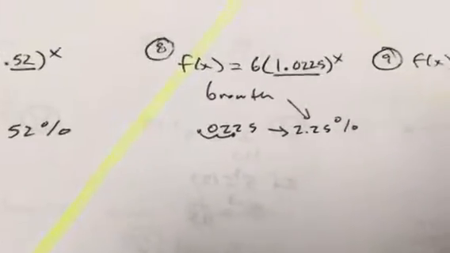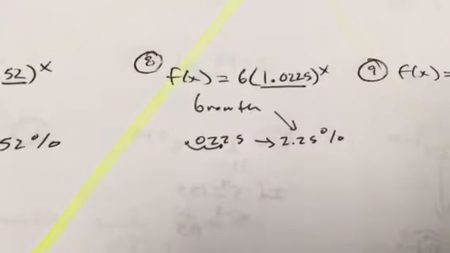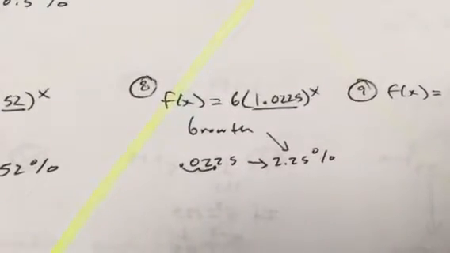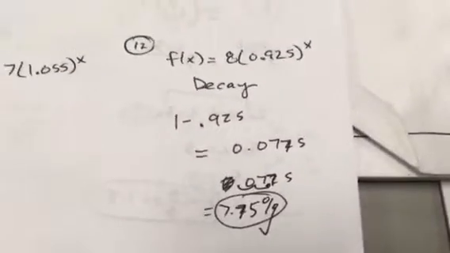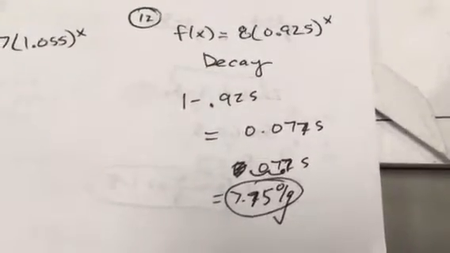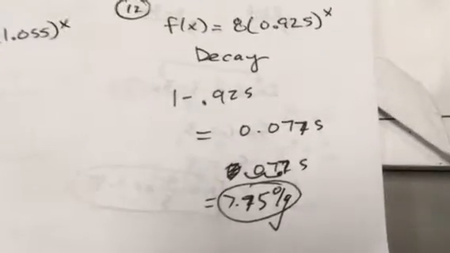Here's your answer for 8. What is left over? 0.0225. Move the decimal over twice, 2.5% growth. And here on 12, it's decay. That base is less than 1. 1 minus that gives you 0.0775. Move the decimal over twice, 7.75%.